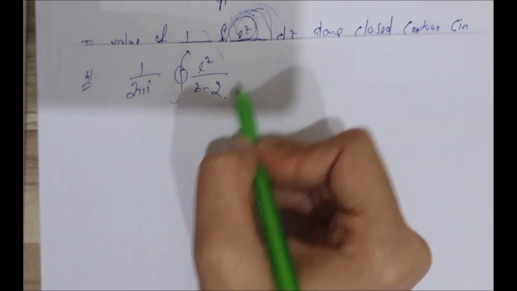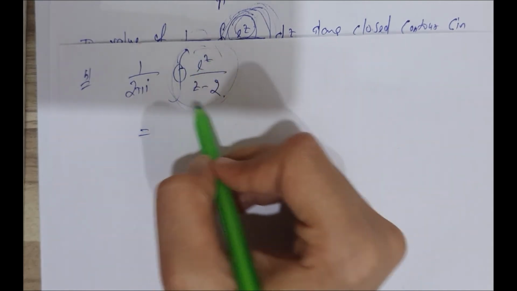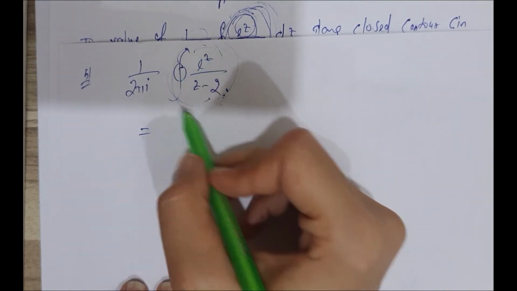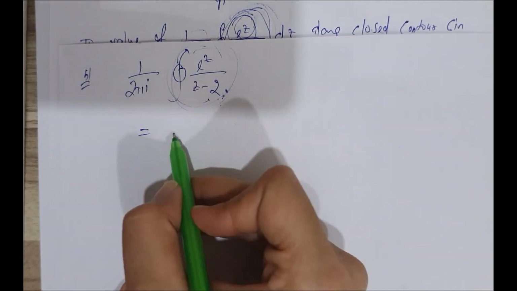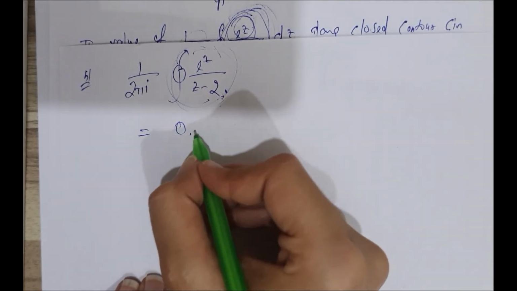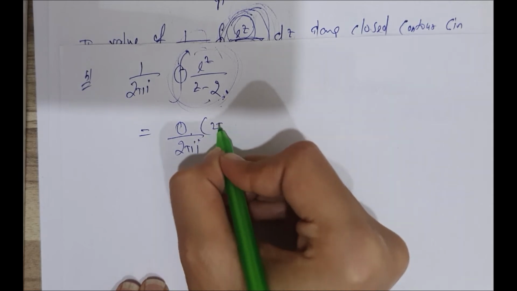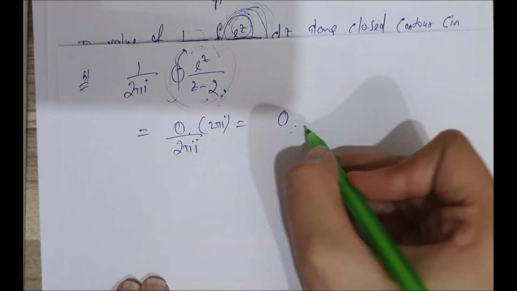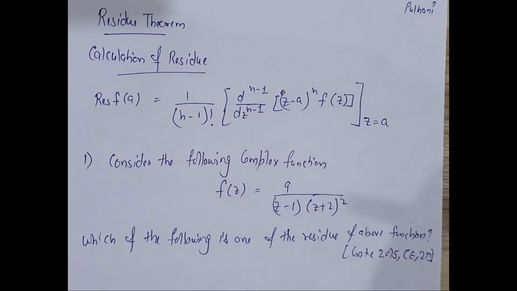It means that this is f(z). If this is f(z), then we are not given the circle, and we are not given the value of z, so this comes out to be 0. So 0 upon 2πi, you can write it like this also, otherwise this is 0. The answer comes out to be 0.